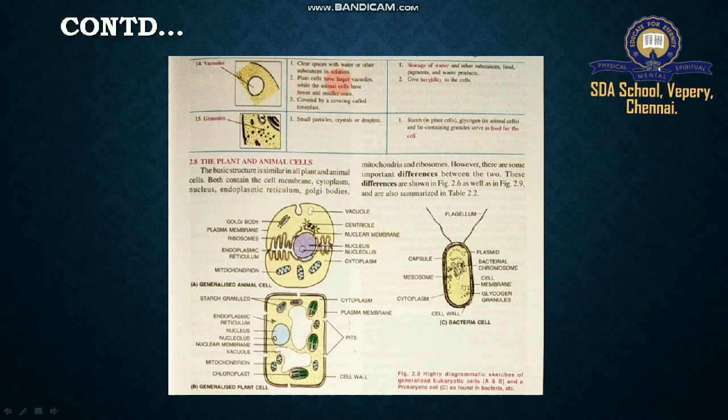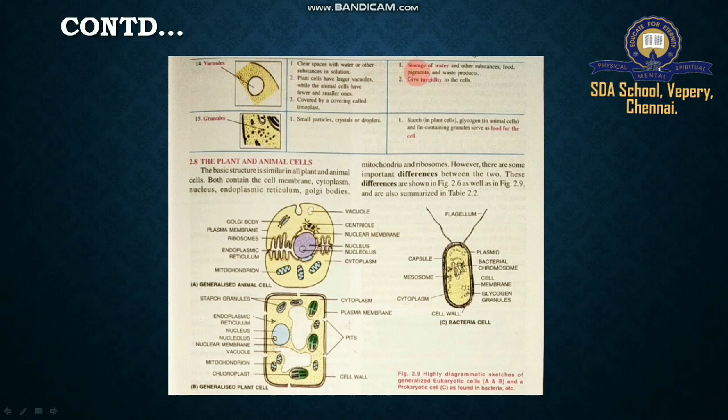Plant cells have large vacuoles, while animal cells have fewer and smaller ones. Normally plant cell vacuoles are fewer and larger, but in animal cells they are sometimes present and sometimes absent. If present, they are very small in size. The vacuole is covered by a layer called the tonoplast. Very important: what is the tonoplast? That layer of the vacuole is called the tonoplast. The tonoplast is around the entire vacuole.